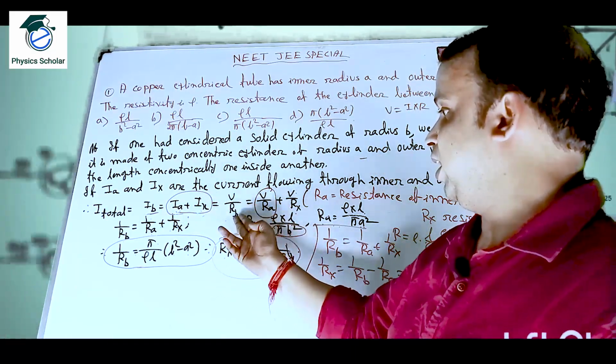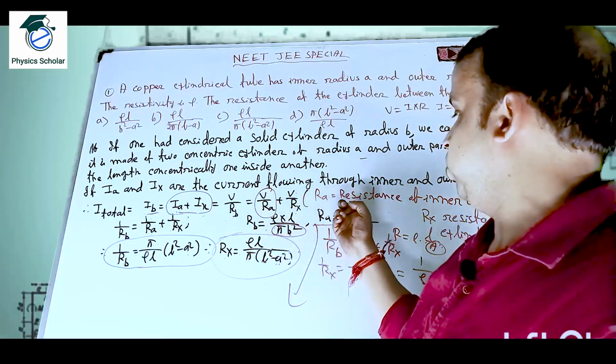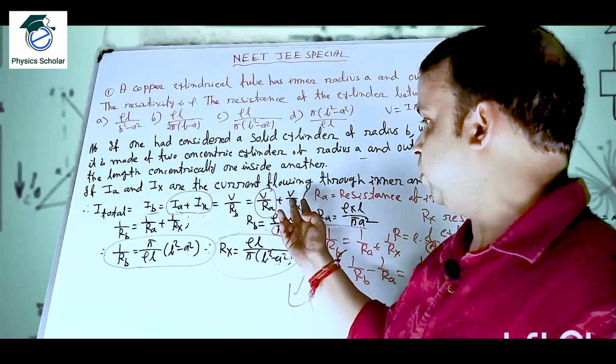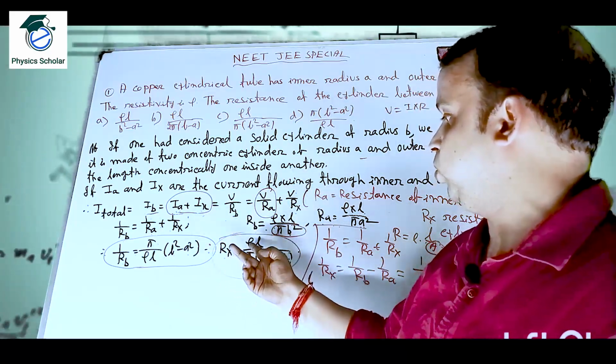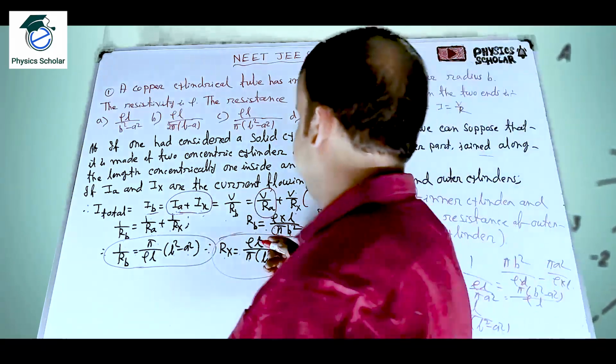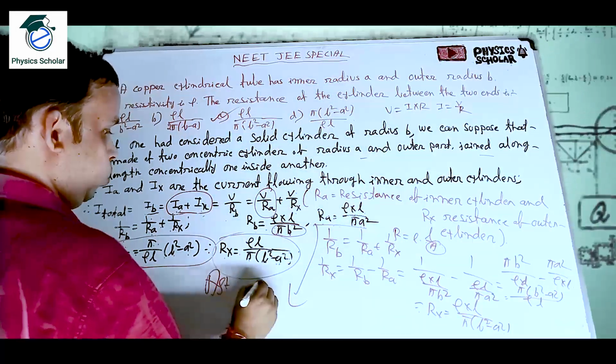Clear? So RA and RB you can find out: RB is equal to rho L by pi b square and RA is equal to rho L by pi a square. By putting the values of RA and RB we can find the value of Rx. So Rx is equal to rho L by pi into b square minus a square. So option C is correct. The answer will be option C.